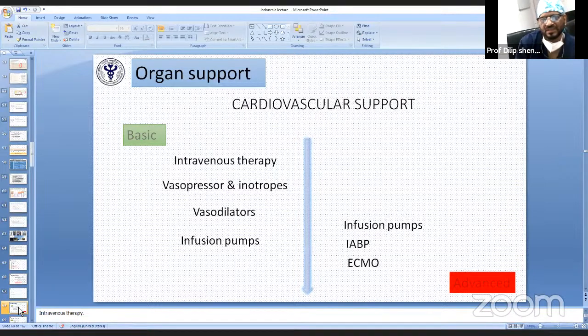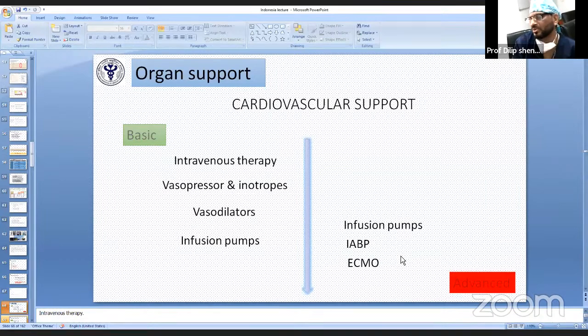So what is organ support? The cardiovascular organ support is basically intravenous therapy, vasopressors and inotropes, vasodilators, infusion pumps. Advanced cardiovascular support is the intra-aortic balloon pump or extracorporeal membrane oxygenation. ECMO is these days one of the very modern technologies, which is not very physiological, but extremely useful in some small subgroup of people. In our hospital, we have used this many times for young patients who are having pneumonia followed by ARDS. No other systems are involved.